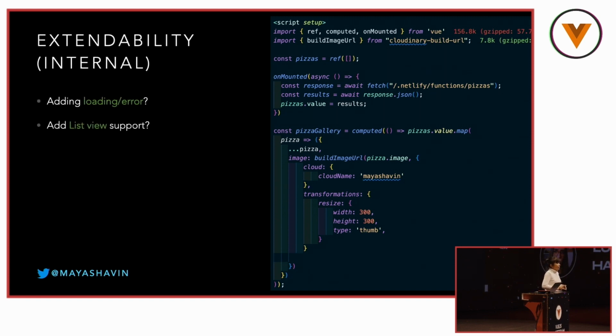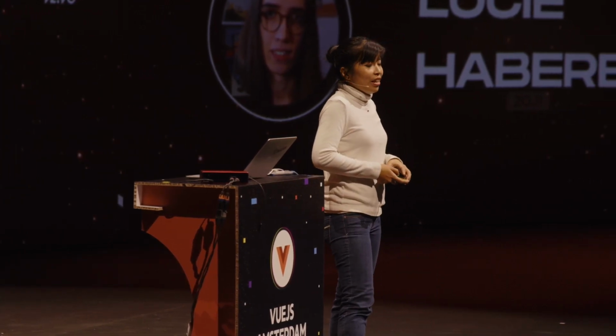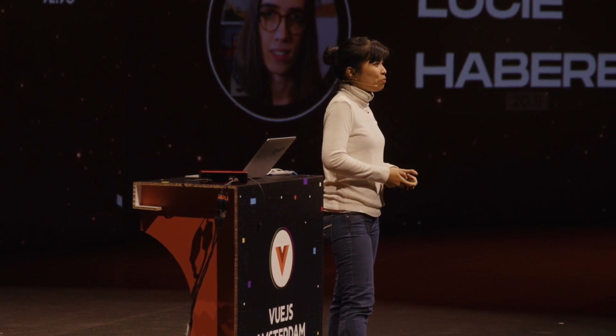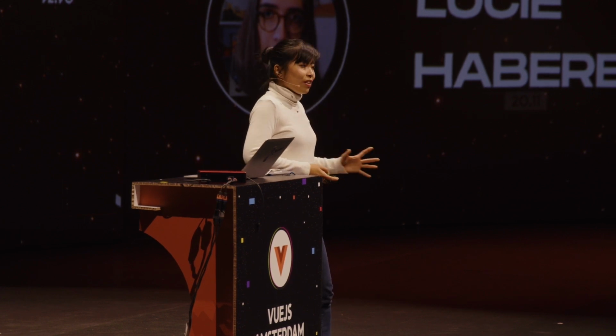And then one day, the product manager comes and says, hey, I want to extend this. How about a loading screen? You don't want to leave users hanging while you are fetching data, right? Error screen. How about a list view? Well, we have grid, but people don't like grid. People want to choose between grid and list. How about adding some actions like add to cart? And where's my search? Everyone wants to have search. No one wants to scroll up and down to find something. Even building a ship with ChatGPT to help you search better. So search is essential here. And this is only internal.